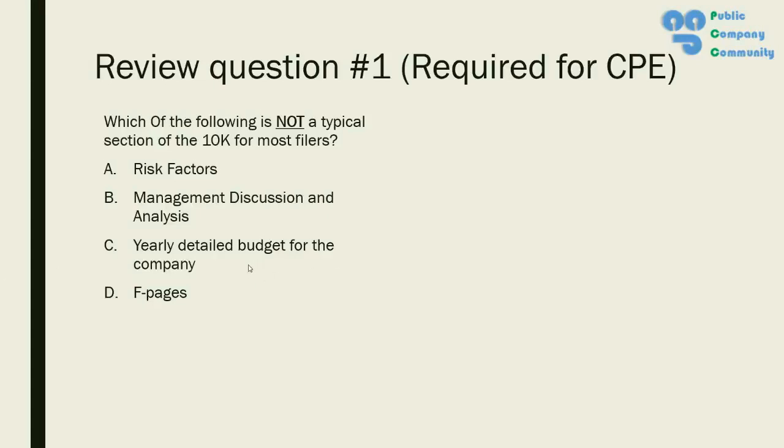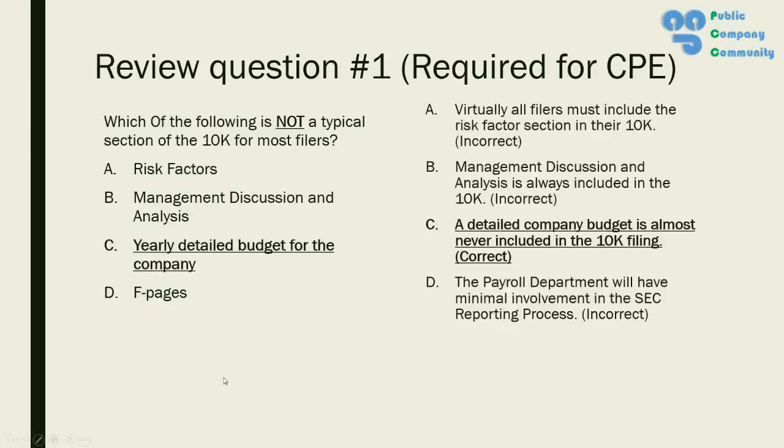All right, let's look at the answer choices. The correct answer is C. That is not part of the 10K filing, the budget. The detailed company budget is almost never going to be included in a 10K filing. You could possibly have particular projections of cash flow amounts, of when you expect cash to run out or how much cash you expect to have at a future date. But I can't think of any time I've ever seen an actual budget in a 10K filing.